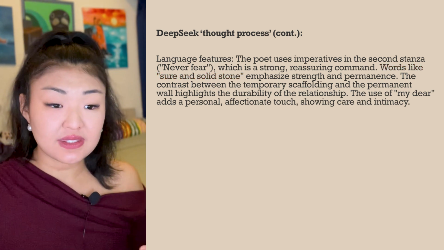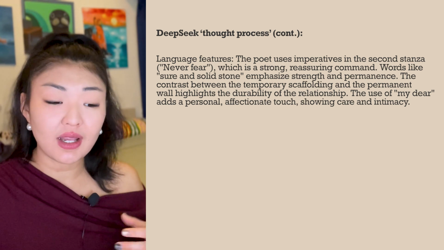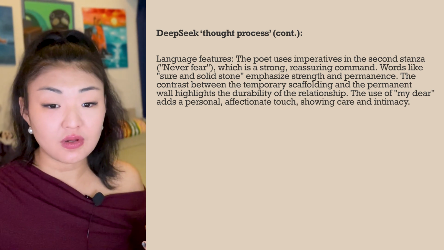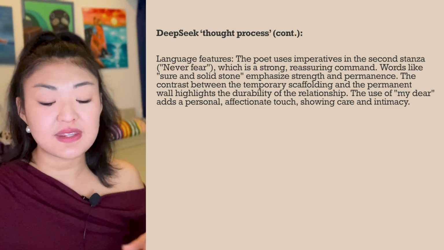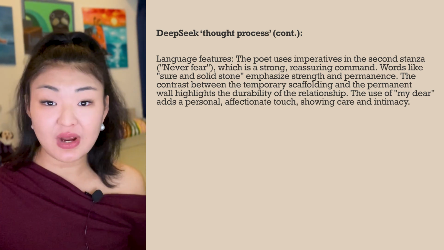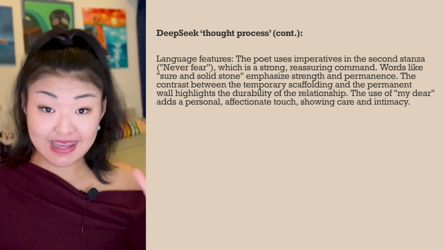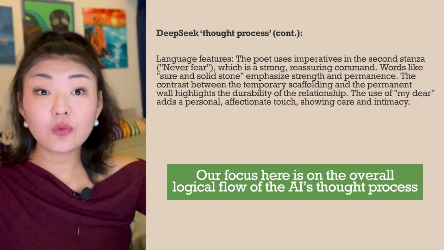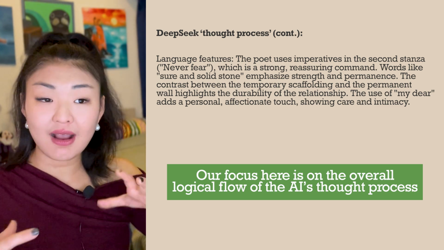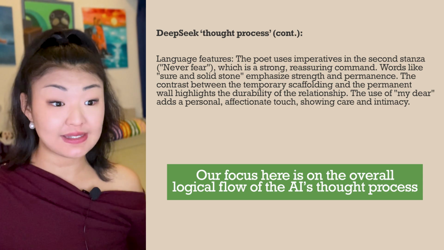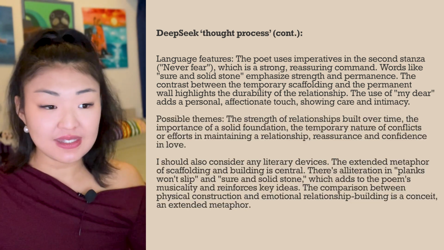"The contrast between the temporary scaffolding and the permanent wall highlights the durability of relationships," yada, yada. "Use of 'my dear' as a personal, affectionate touch, showing care and intimacy." So you notice that all the language feature observations here are not really impressive, but it doesn't matter because, again, what we're trying to do in this video is to look at the overall logical flow of how an AI thinks its way through engaging a poetry analysis task, right? So any possible themes, yada, yada, yada.